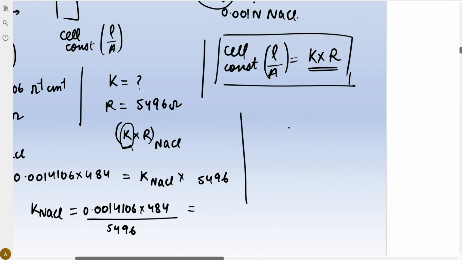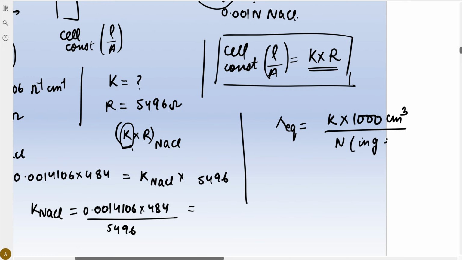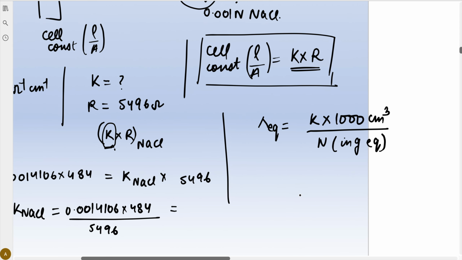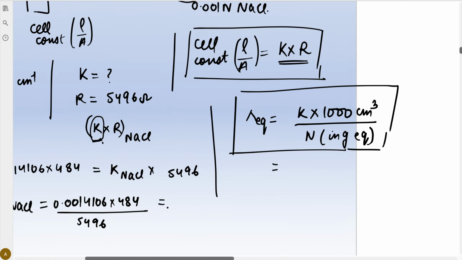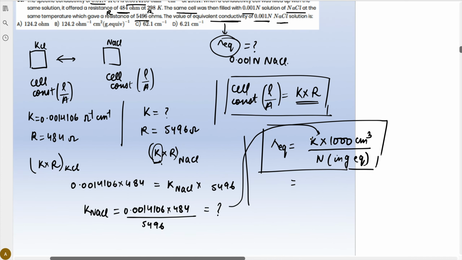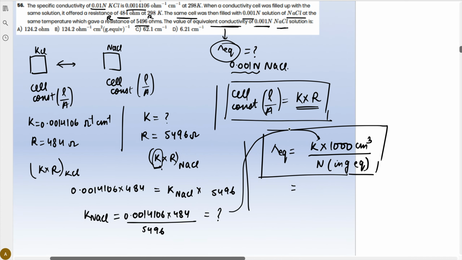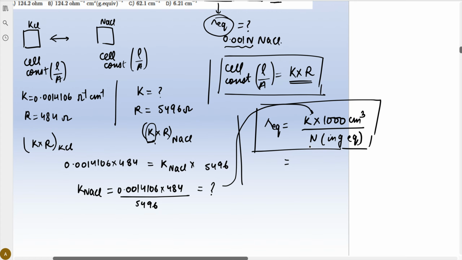Now you have to calculate lambda equivalent. Lambda equivalent is K into 1000 centimeter cube divided by normality in gram equivalents. This formula you remember. Now you put the K value, which you came to know from here. So you put the K value here, and 1000, and the normality of NaCl is given to you. The normality of NaCl is 0.01 normal. Now you calculate from here.